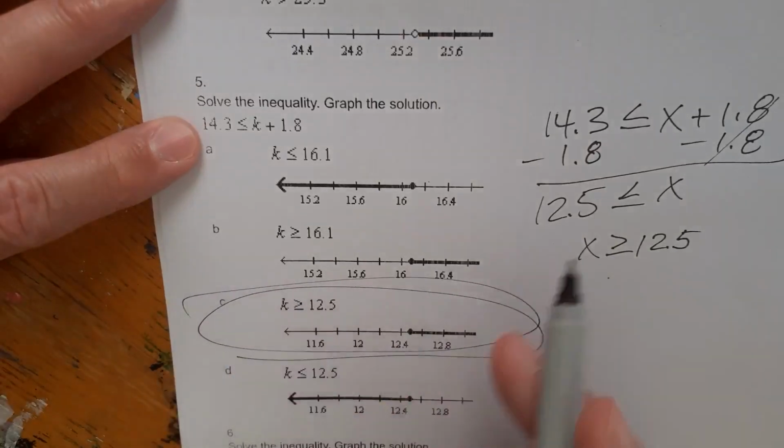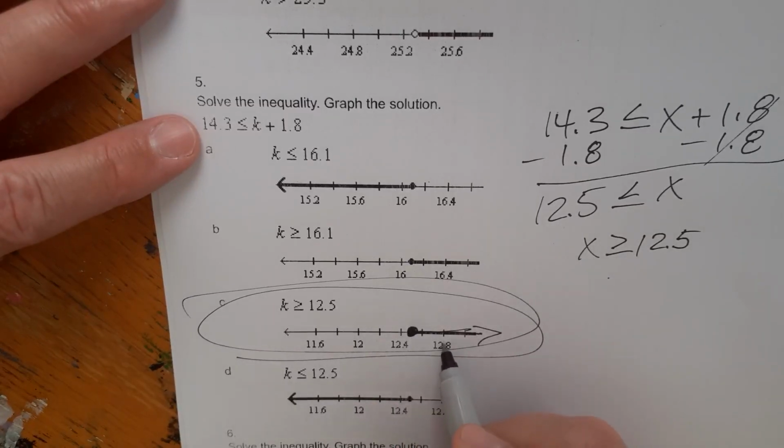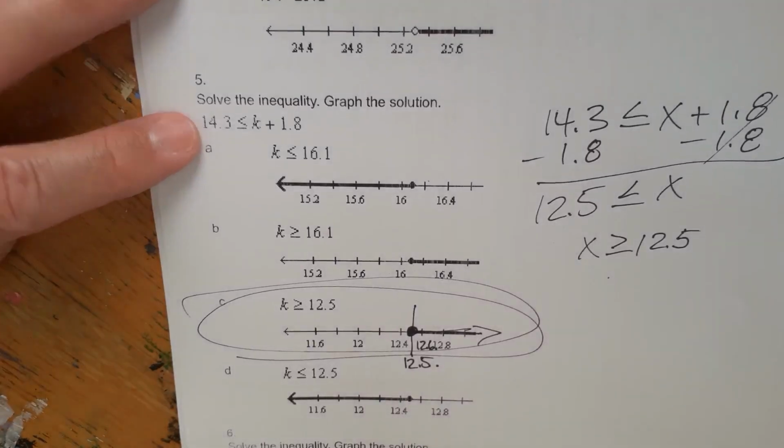I like this here. It's a solid dot, and it's going off to the right because x is greater than that number, and equal to, greater than or equal to, let me say that correctly. 12.4, so maybe this is 12.6, and therefore 12.5 is right there. Okay, that does make sense to me.